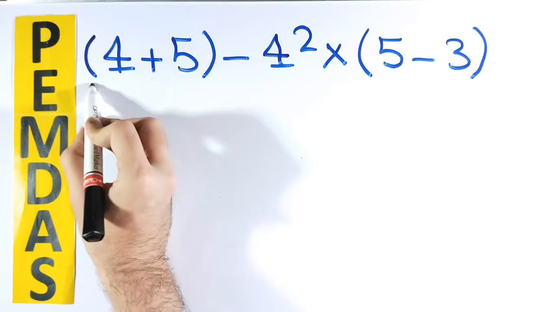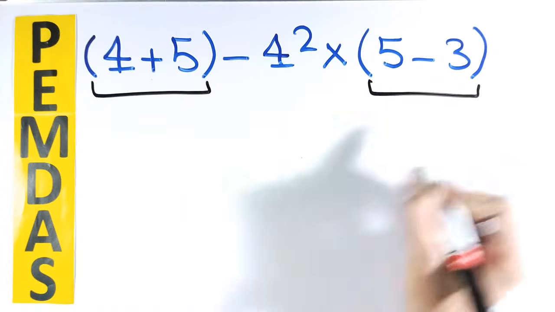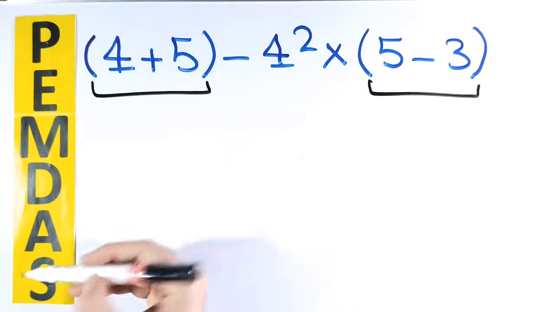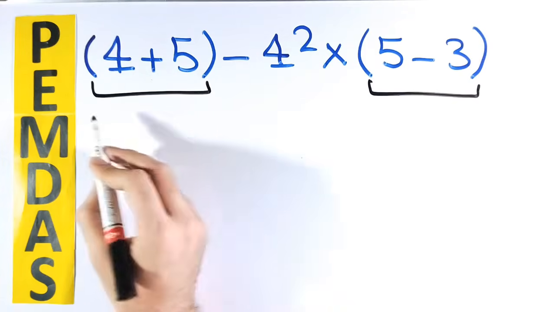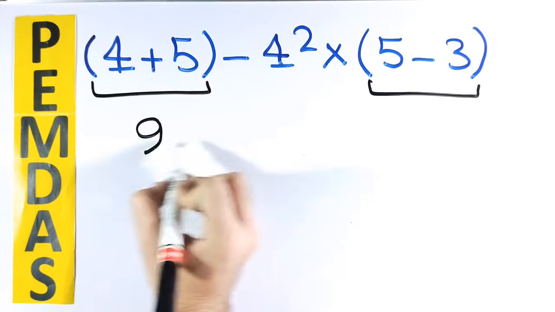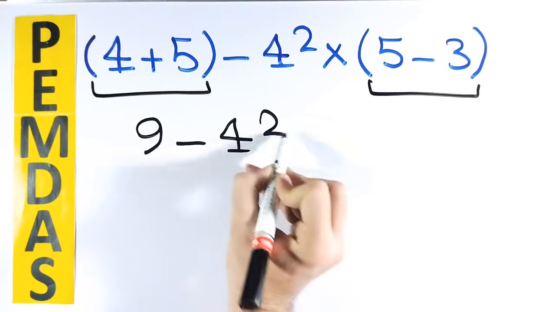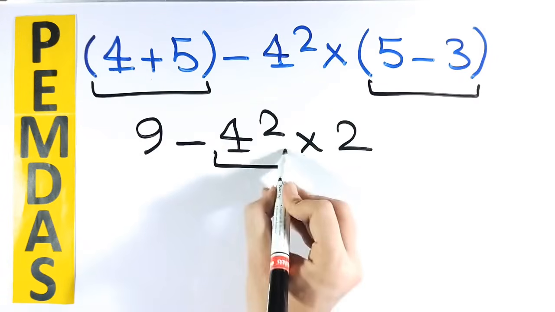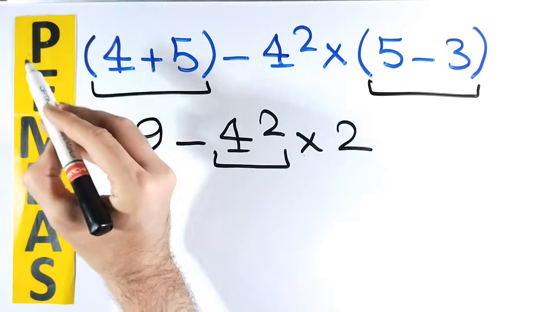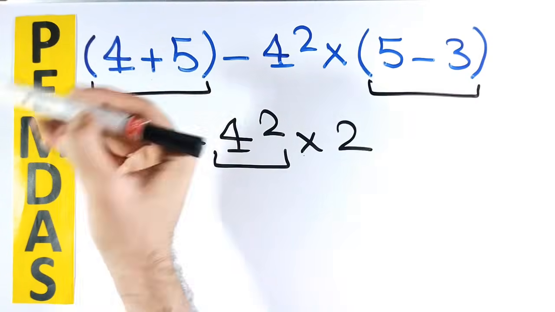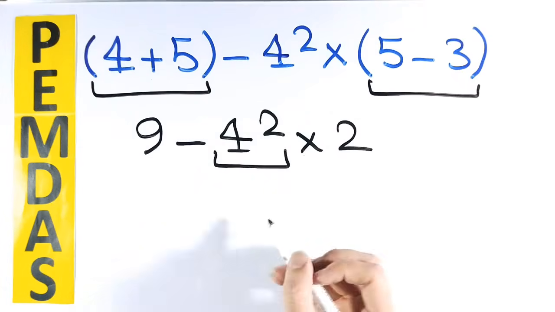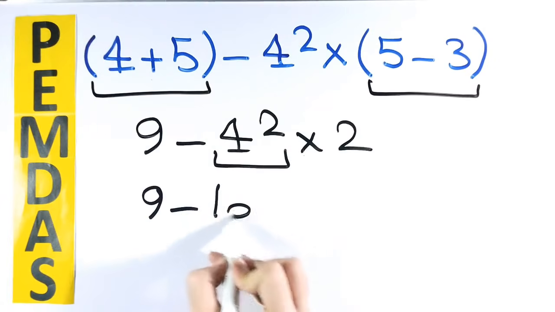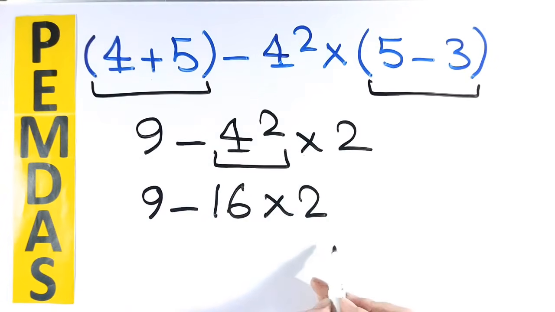According to the PEMDAS rule, first we go for the expression inside the parentheses, because P or parentheses have the highest priority than the other operations. So, instead of this expression, we can write 9 minus 4 squared multiplied by 2. And the next step, we go for the exponent. Because in the PEMDAS rule, after parentheses, exponent has the highest priority than the other operations. So, we rewrite this expression as 9 minus 16 multiplied by 2.